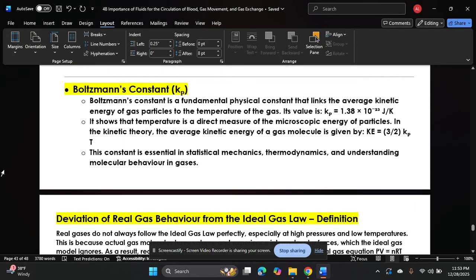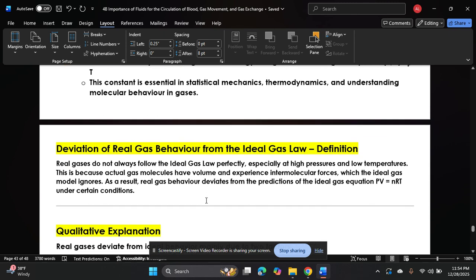Boltzmann's constant, kB. Boltzmann's constant is a fundamental physical constant that links the average kinetic energy of gas particles to the temperature of the gas. Its value is kB equals 1.38 times 10 raised to minus 23 joules per Kelvin. It shows that temperature is a direct measure of the microscopic energy of particles. In the kinetic theory, the average kinetic energy of a gas molecule is given by KE equals 3/2 kB T, okay? This constant is essential in statistical mechanics, thermodynamics, and understanding molecular behavior in gases.